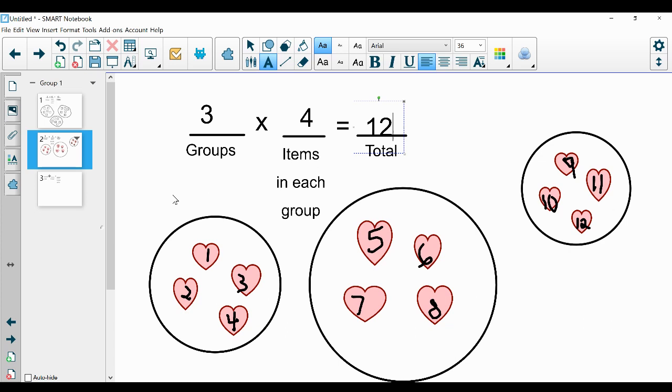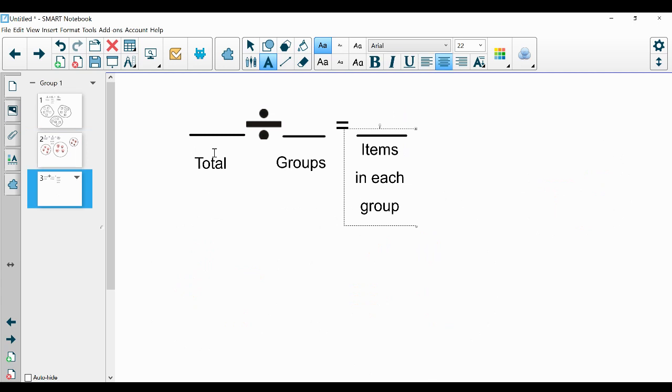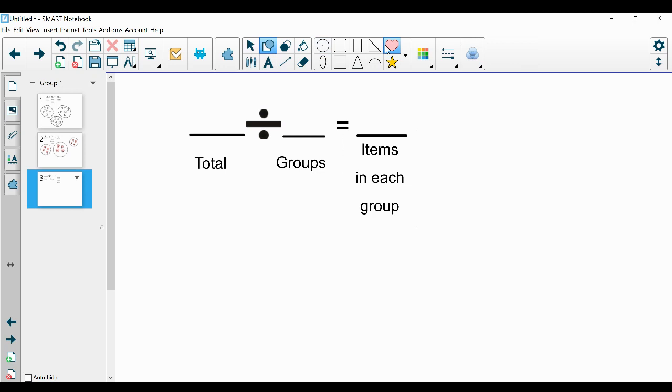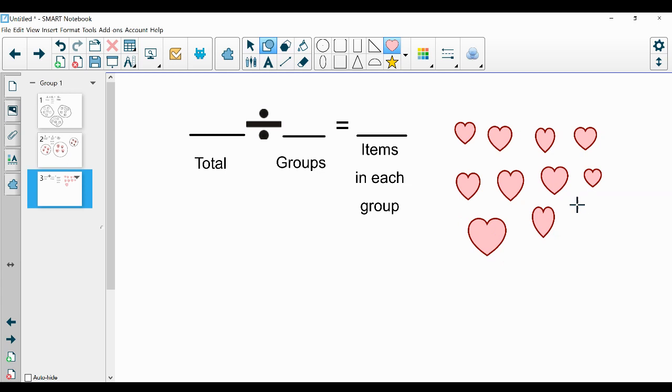Okay, so let's try this with division. I'm going to use the same numbers, but if you look at my blanks, first I have my total, then I have my groups, then I have my items in each group. So I'm going to go back and do my 12 hearts, because I want you to see how these relate. So I'm going to make 12 hearts. 1, 2, 3, 4, 5, 6, 7, 8, 9, 10, 11, 12. There are my 12 hearts. So that is my total.